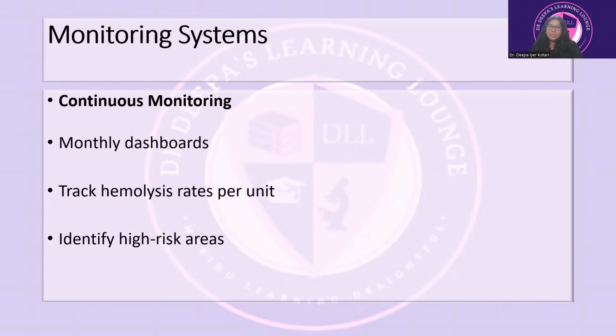Then another system is the monitoring system. There needs to be continuous monitoring on any of these. Track hemolysis rates per laboratory that is sending you, and identify the high risk rate. Suppose you have, let's say, a B2B sector where samples are transported from a long distance and are coming to you after a long time, and you notice that these are the samples that are getting rejected repeatedly because of hemolysis, and the percentage has gone way above 10%.